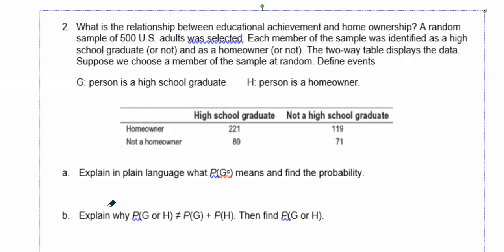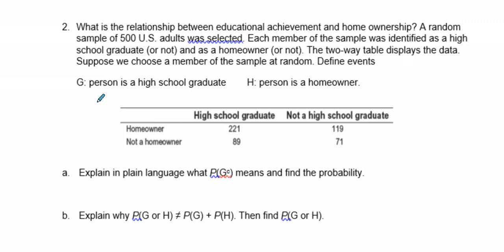Define the events. G is a person who is a high school graduate. H is a person who is a homeowner. Essentially this is G, and this would be not G, or the complement. This would be H, and this would be not H, the complement. Explain in plain language what P of G complement means and find the probability.